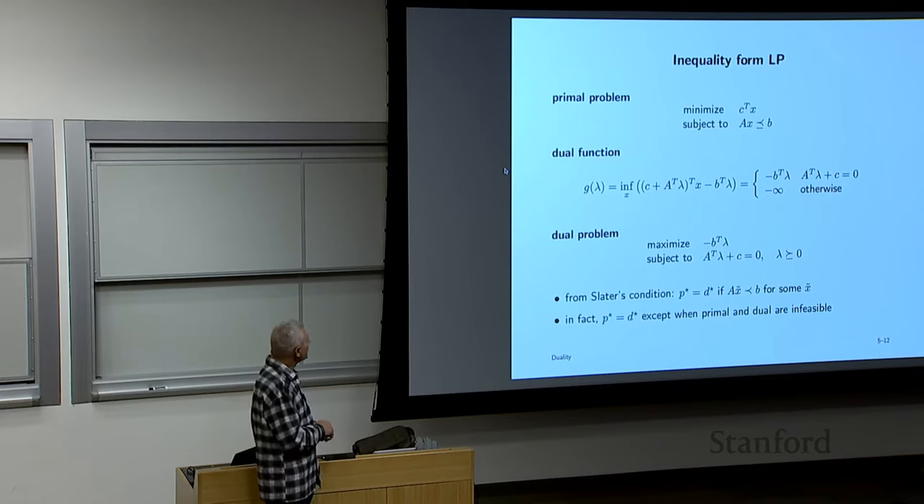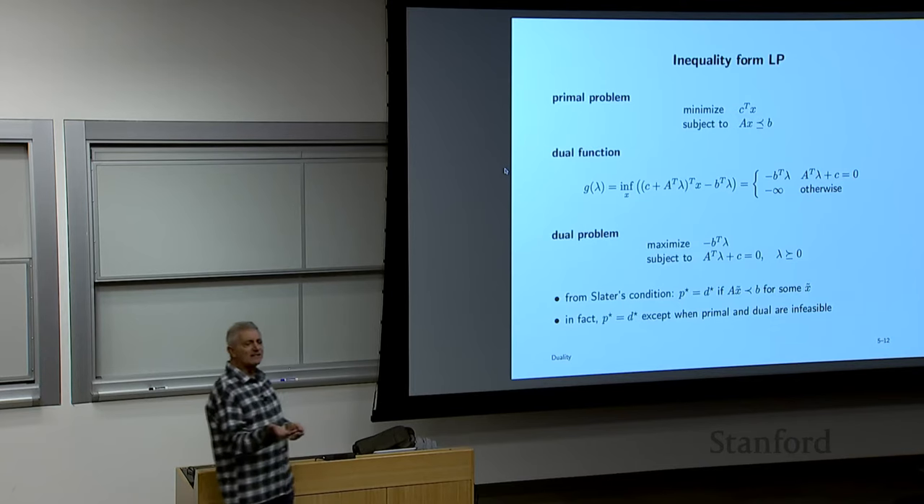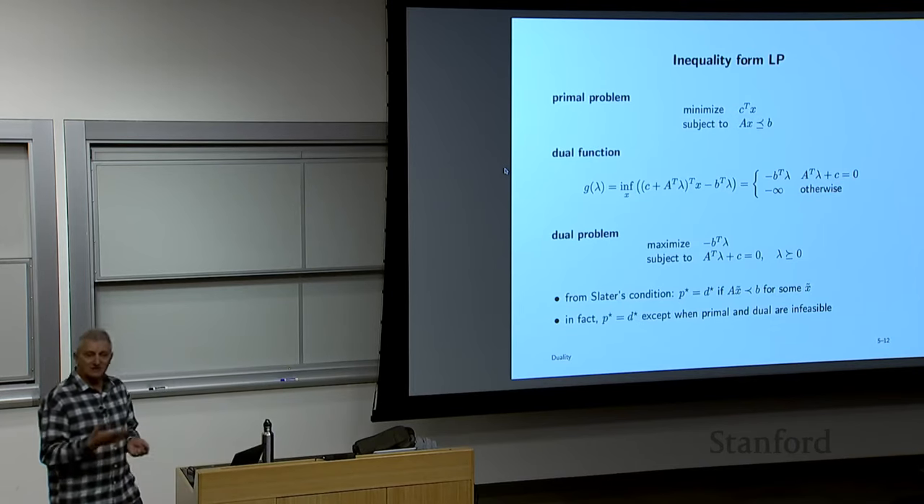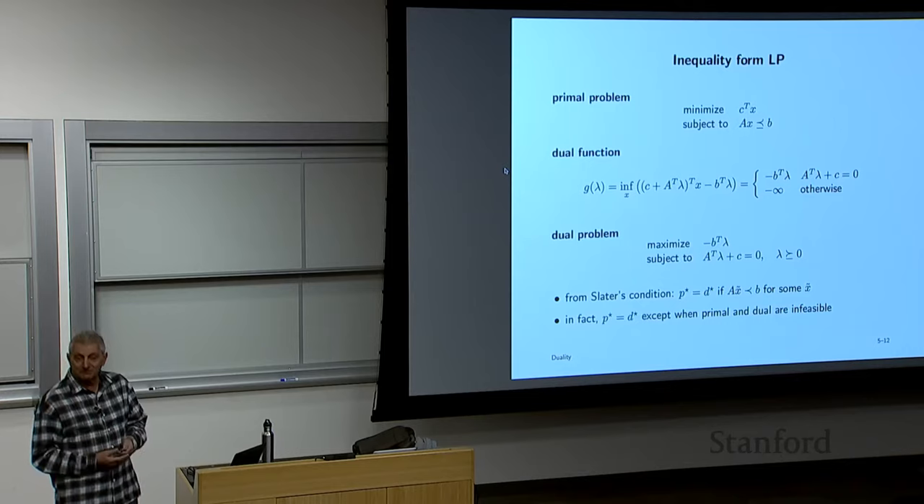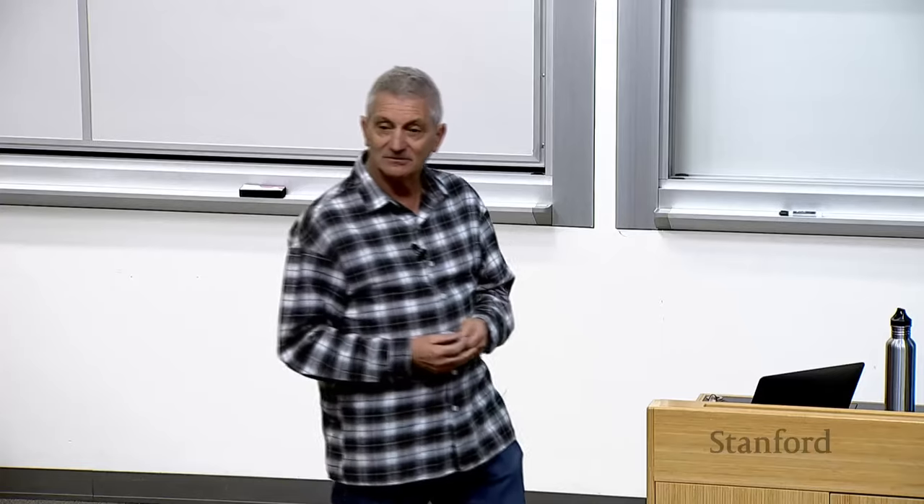right? Where in fact you would have d star equals minus infinity and p star equals plus infinity. So they're both infeasible. And you have to construct these. They're extremely small and silly. But at least now you know that it can happen. It's not going to happen.